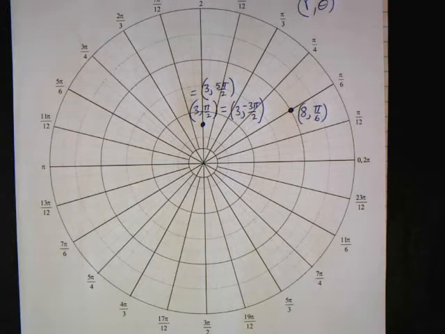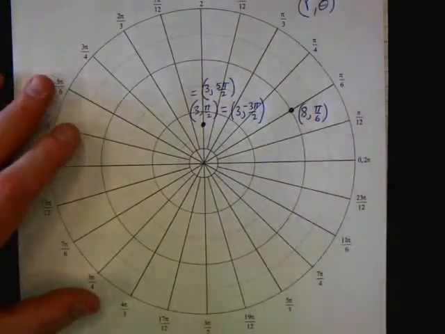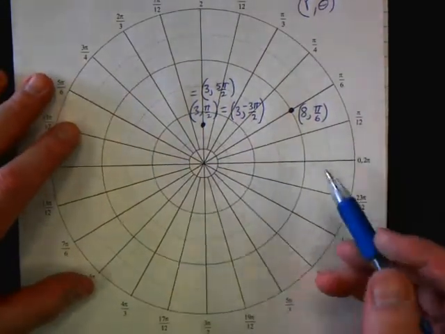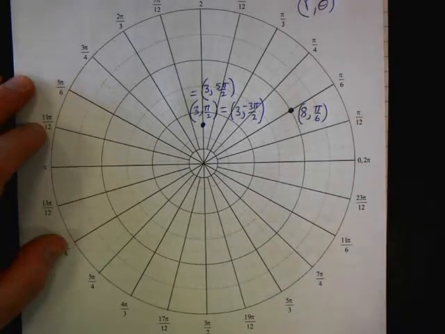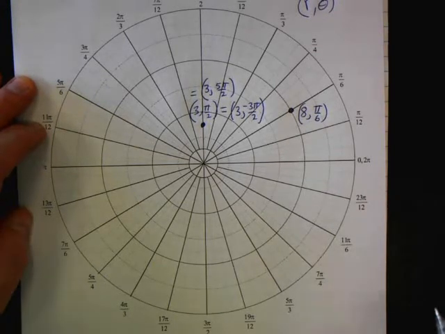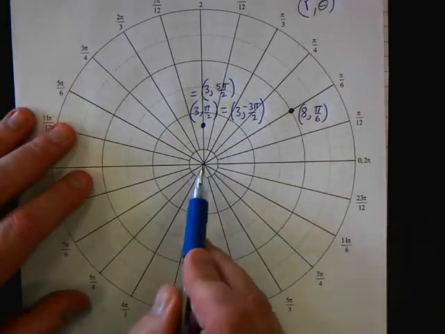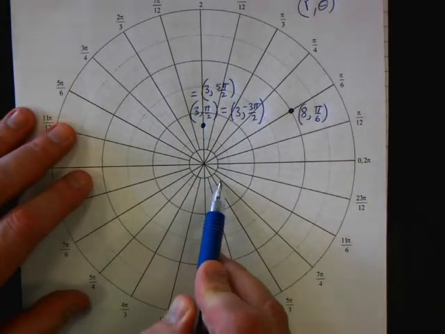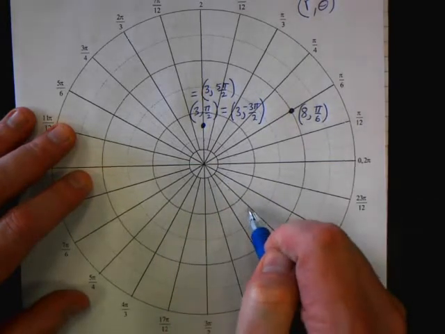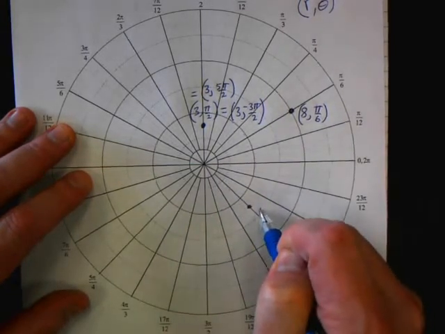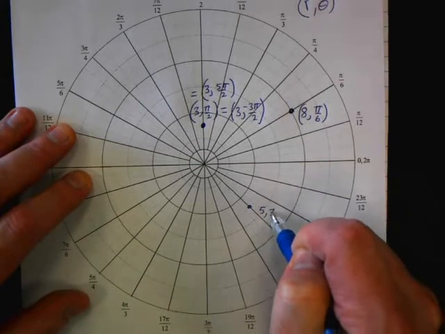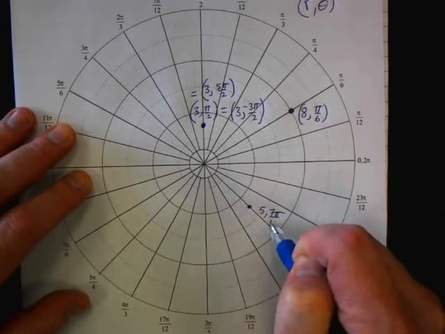The other thing we accept as an answer. I'm going to pick a new point here. Somebody give me a new point. 5, 7 pi over 4. So 7 pi over 4 is here. I have to come out 5: 1, 2, 3, 4, 5. There's 5, comma, 7 pi over 4.